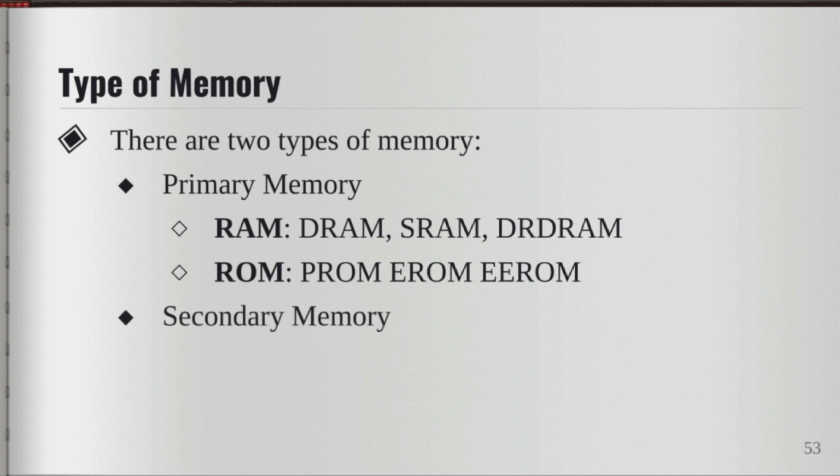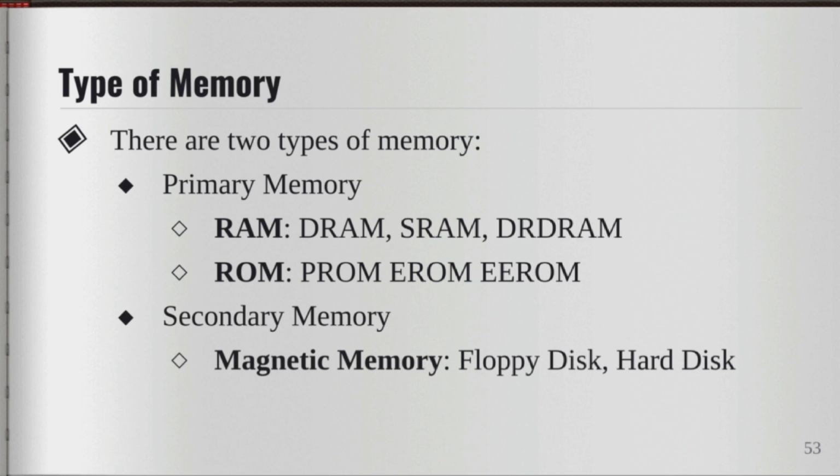Then you have secondary memory. In secondary memory, you have magnetic memory, for example, floppy disk and hard disk. Then you have optical memory, which is CD or DVD, etc. So mainly two types of memories, primary and secondary. Primary would include RAM and ROM, and secondary would include magnetic and optical memory. It could be hard disk, floppy disk, CD, and DVD.